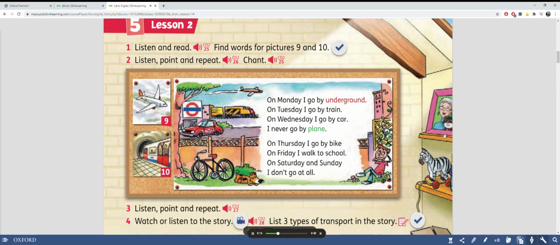On Monday, I go by underground. On Tuesday, I go by train. On Wednesday, I go by car. I never go by plane.